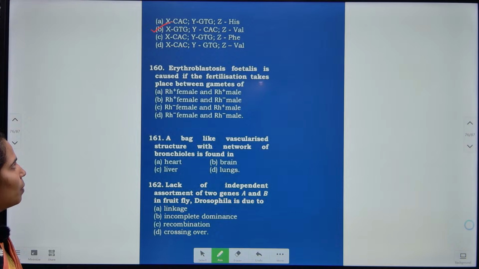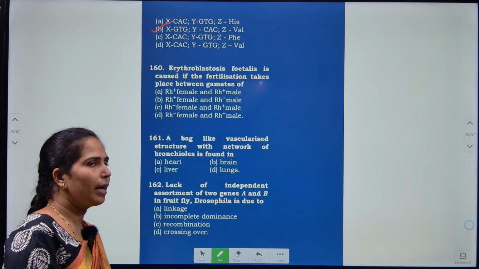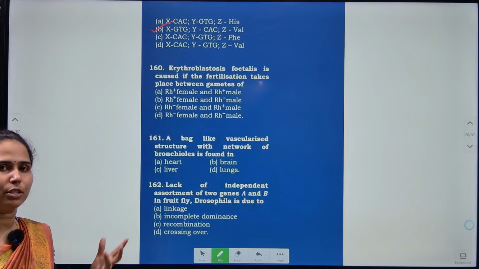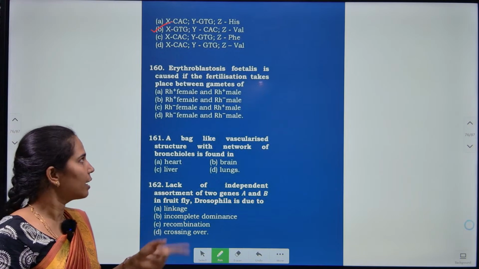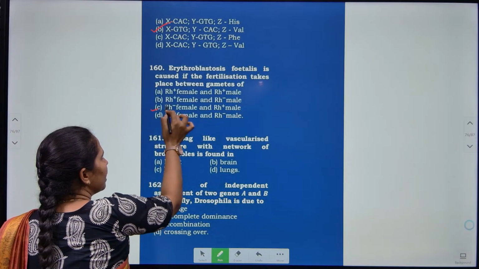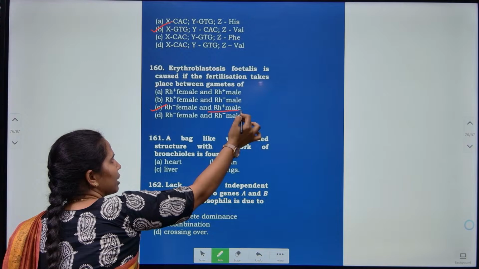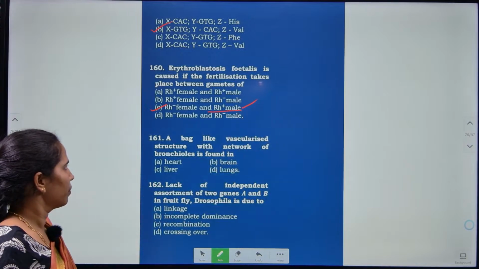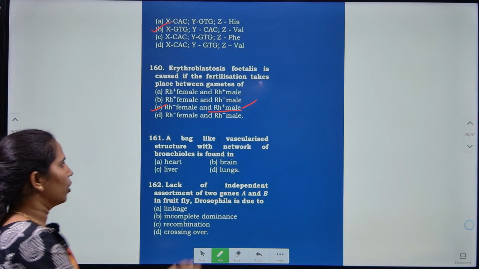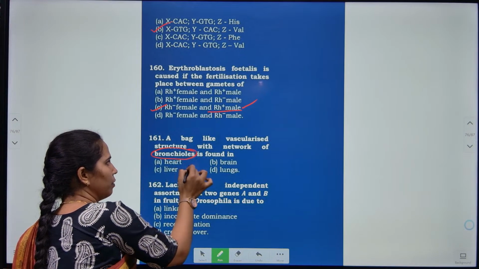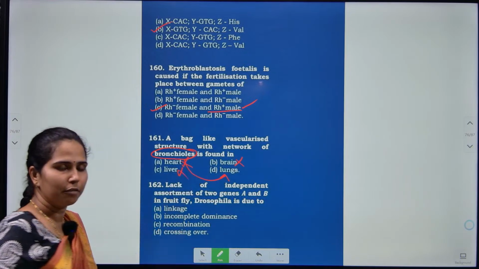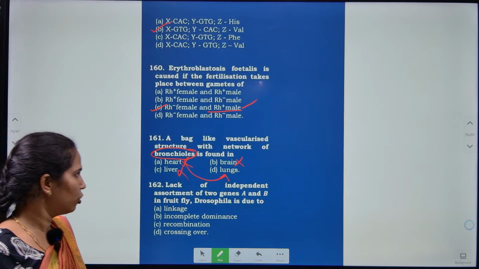Right, erythroblastosis fetalis. So where the mother will start to kill the RBC of the fetus here only in a condition when the female blood group is Rh negative and the male with Rh positive here. Direct question. A bag-like vascularized structure with a network of bronchioles. Now here the bronchioles are always present in the lungs, they are not present in the brain, not in the heart, not in the liver. It is a direct question and an easy question too.